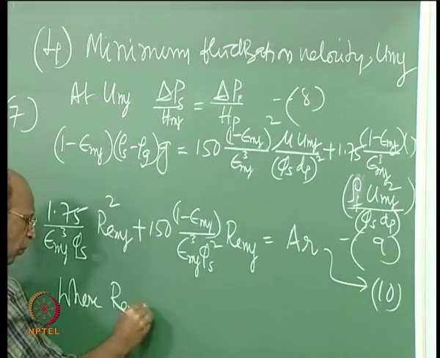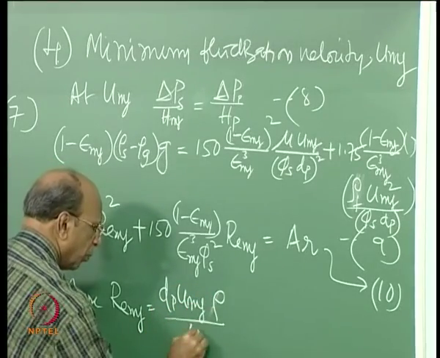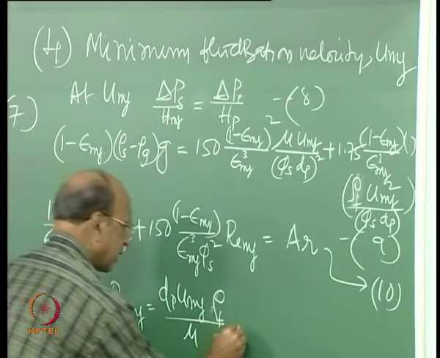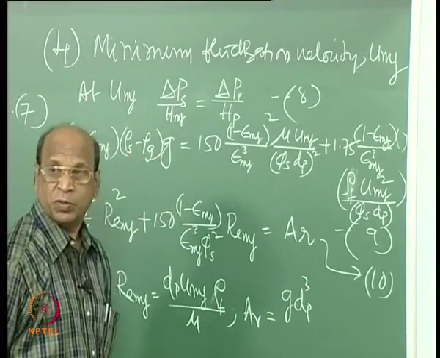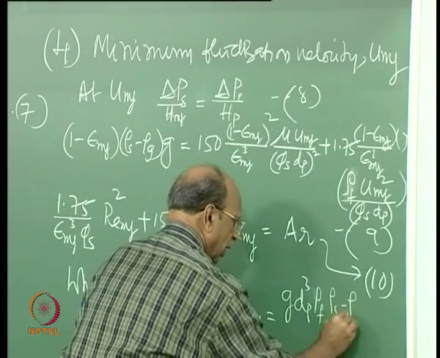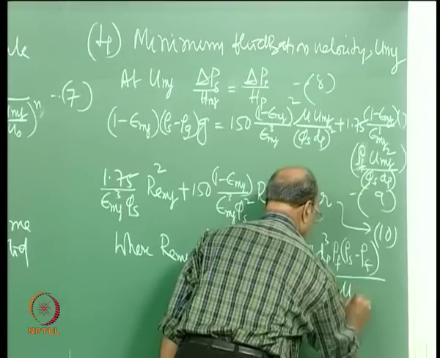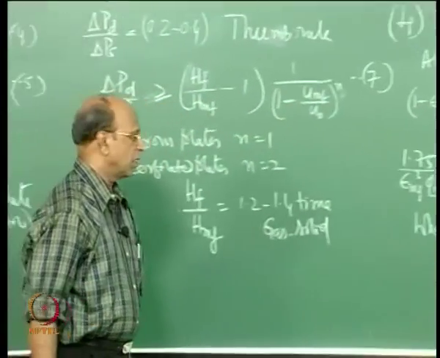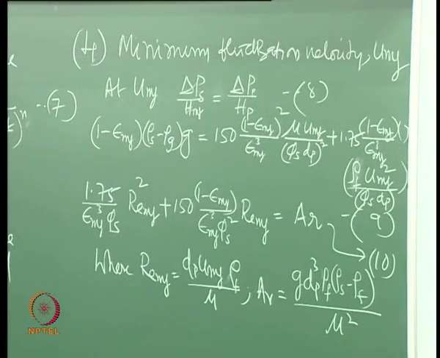Where REMF equal to dP UMF rho f by mu, and Archimedes number is g dP cubed rho f (rho s minus rho f) by mu square. So this is the Reynolds number and Archimedes number. Good. I think this was first given by a person called Wen and Yu. I will also write that here.